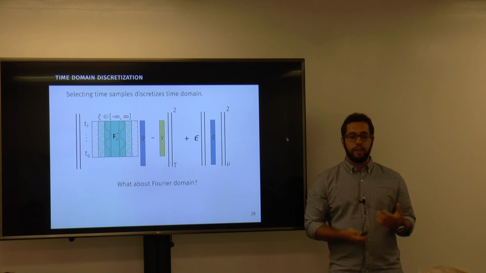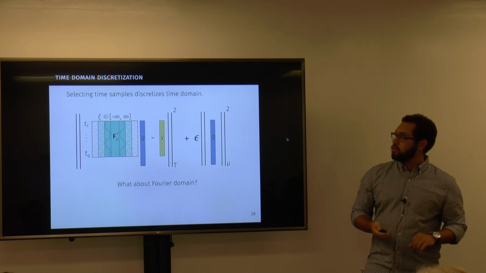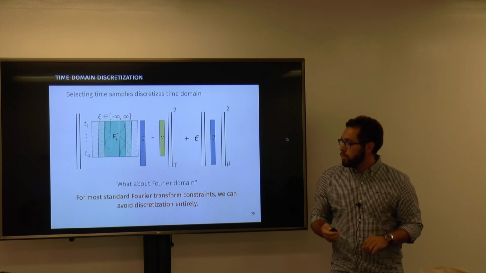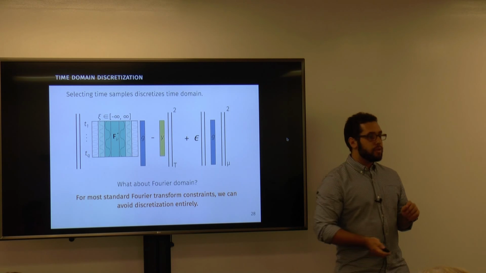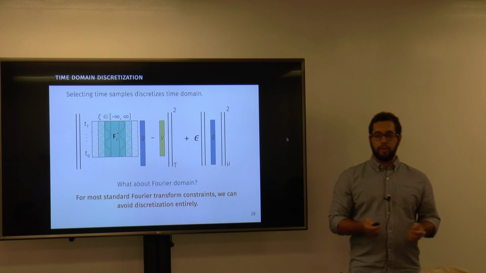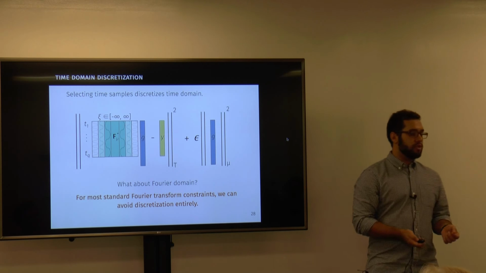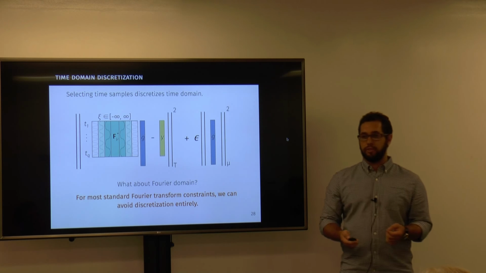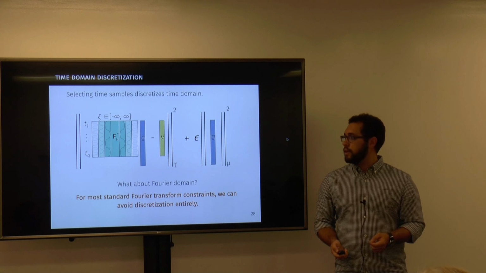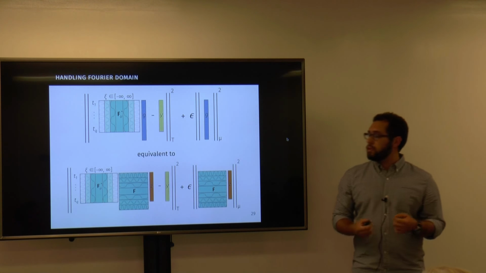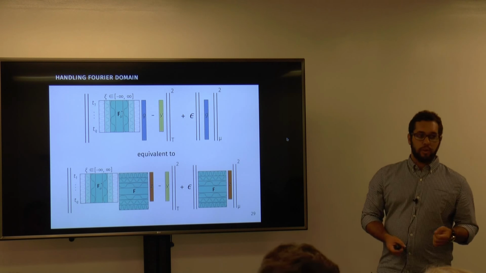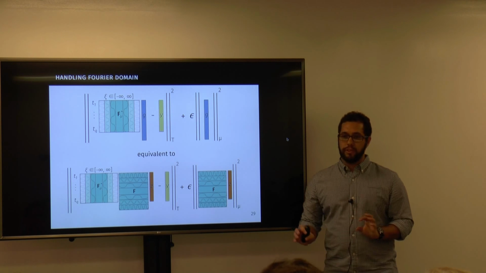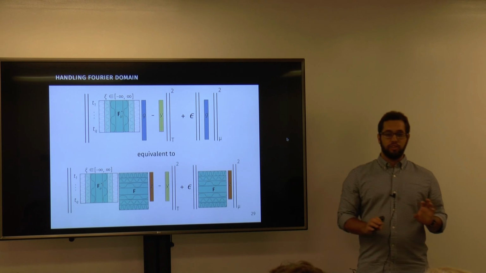So that's how we discretize the time domain. Then there's this question of how do we deal with the fact that the Fourier domain is continuous. And I claim that for almost all power spectral density constraints you see in practice, you don't actually need to deal with this. You can reparameterize your regression problem in a way that avoids it. So I want to blow through the details of this because it doesn't actually matter that much.